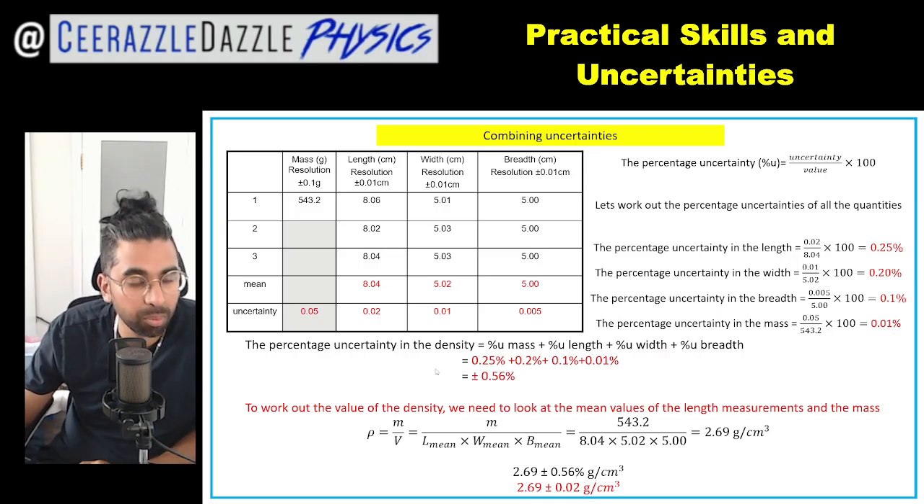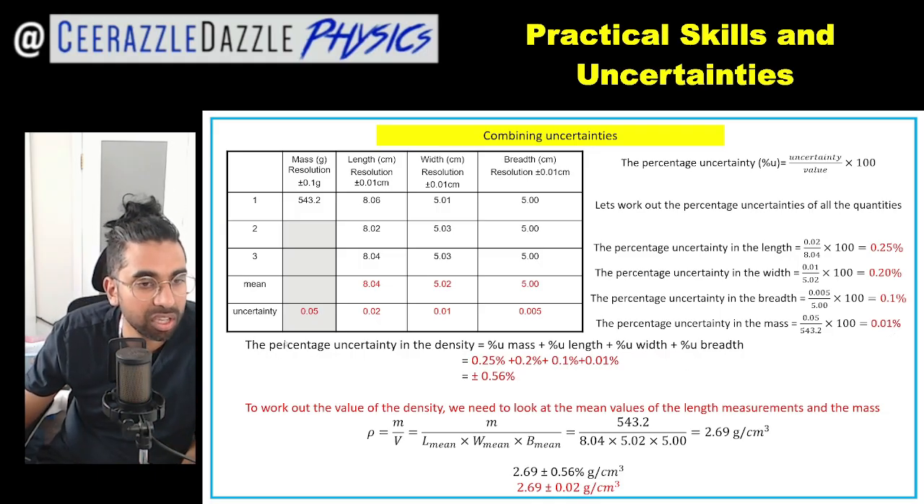And then finally, we can see that the total percentage uncertainty in the density is the percentage uncertainty in the mass plus the percentage uncertainty in the length plus the percentage uncertainty in the width plus the percentage uncertainty in the breadth. So I simply add these all together. So 0.25 plus 0.2 plus 0.1 plus 0.01 is going to be 0.56%. That is my percentage uncertainty in the density.